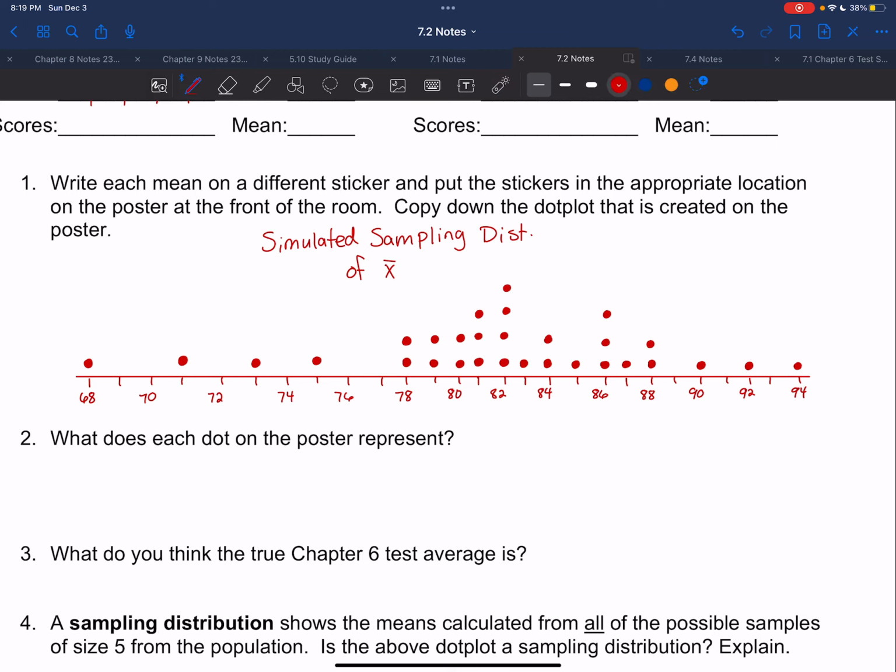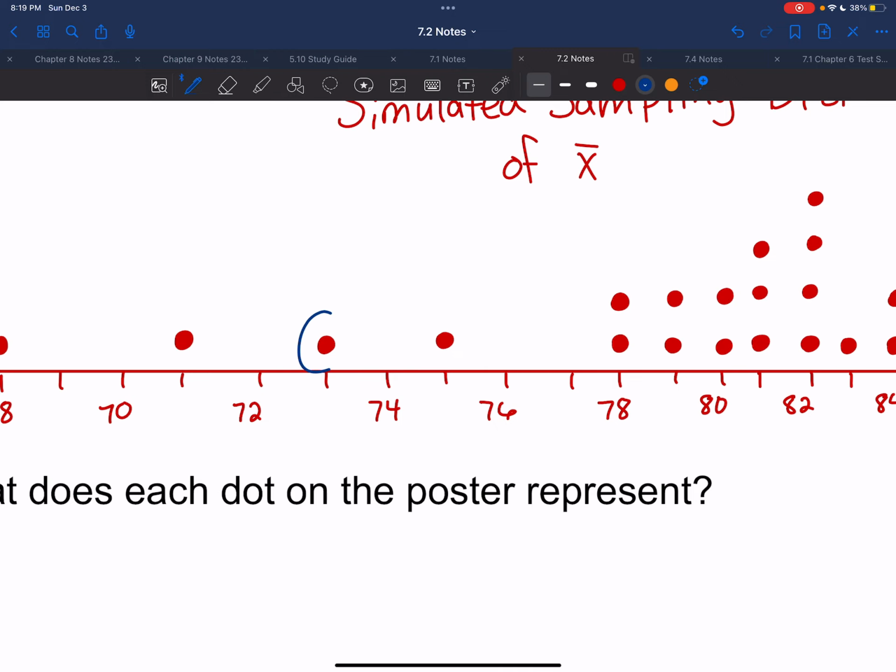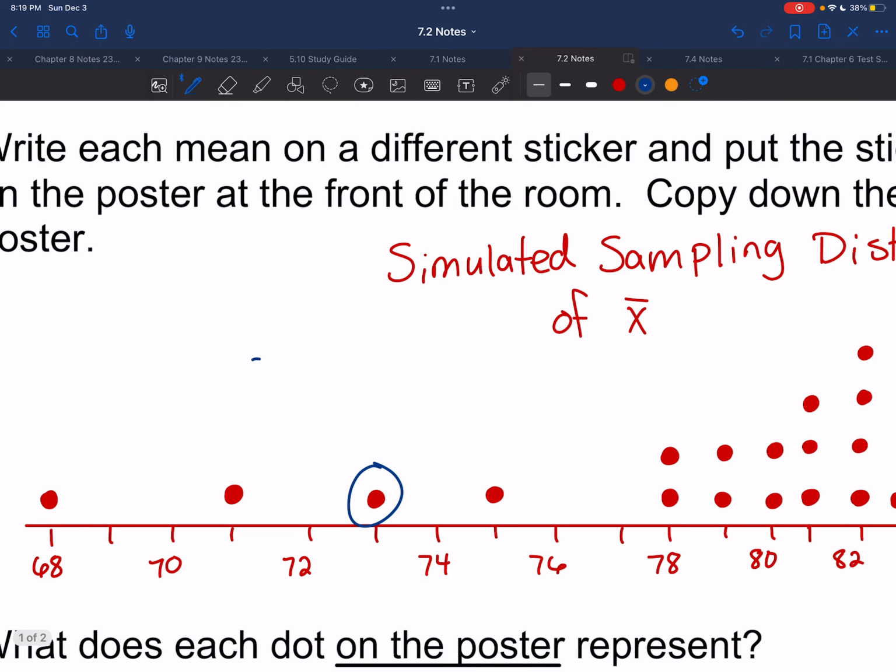So for example, this one right here is a simulated sample of 5 students or 5 scores with a mean of 73. All right.